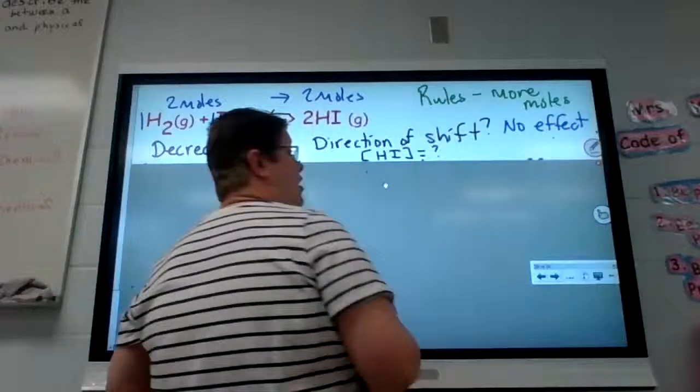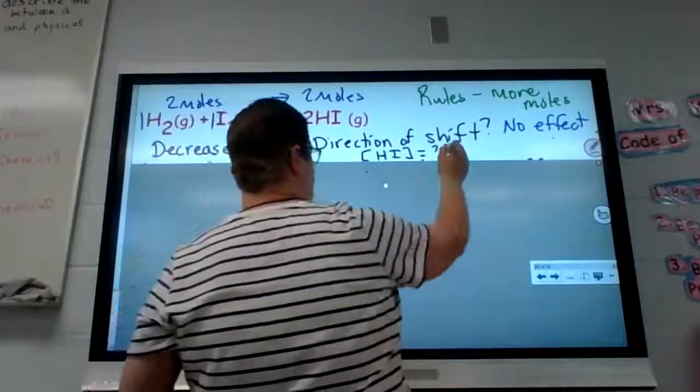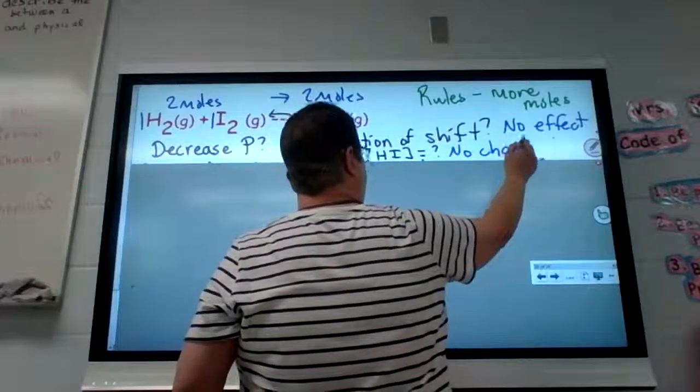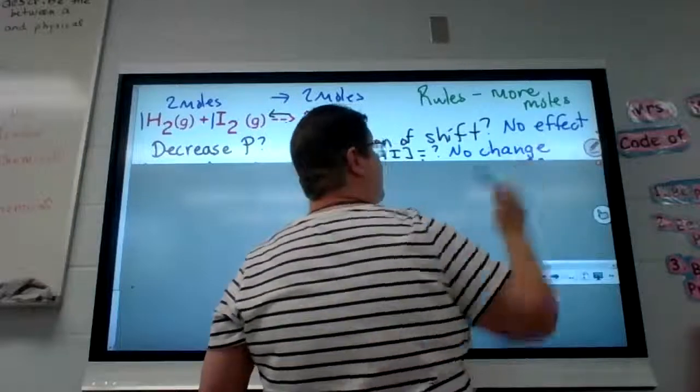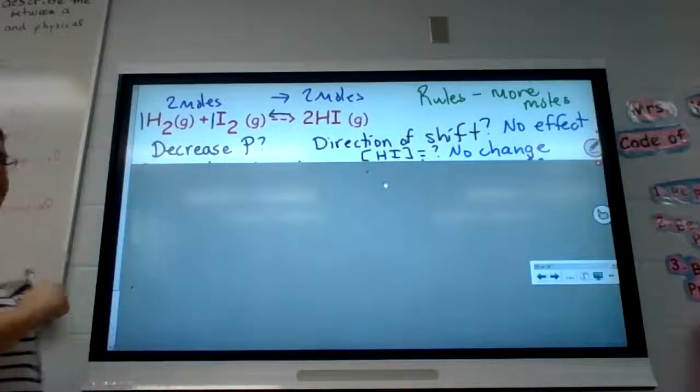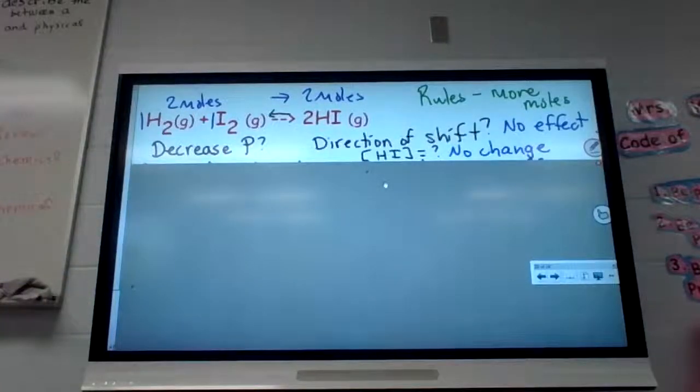So what happens to the concentration? It stays the same. There's no change. Pressure is the only thing that will do that. Temperature and concentration cannot have an answer of no change or no effect. Did everybody hear me say that? Temperature and concentration cannot have an answer of no effect or no change.